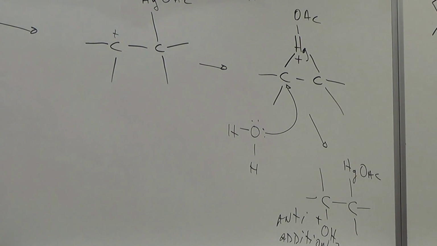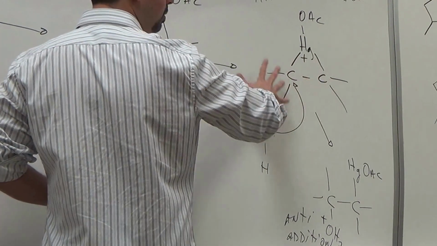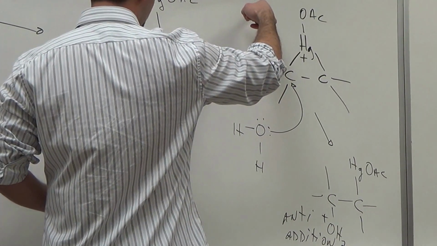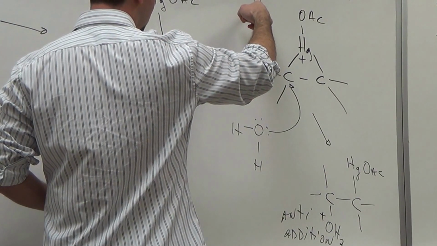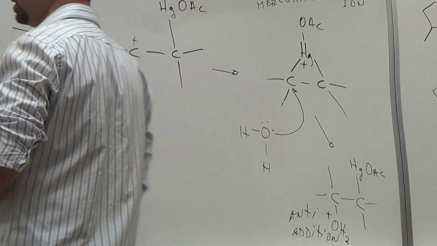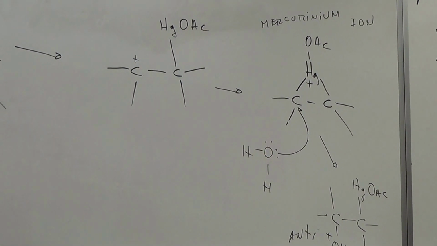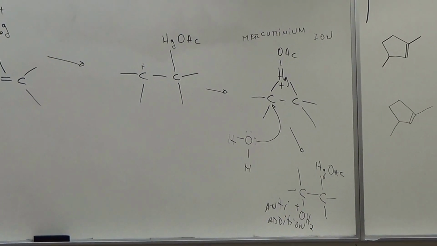So what I need for you guys to remember from here is this. The intermediate for this reaction is called mercuronium ion. And because this is a mercuronium ion, the incoming group is going to be what? Anti. It's going to be an anti-addition. Okay, let me get this whole thing now.